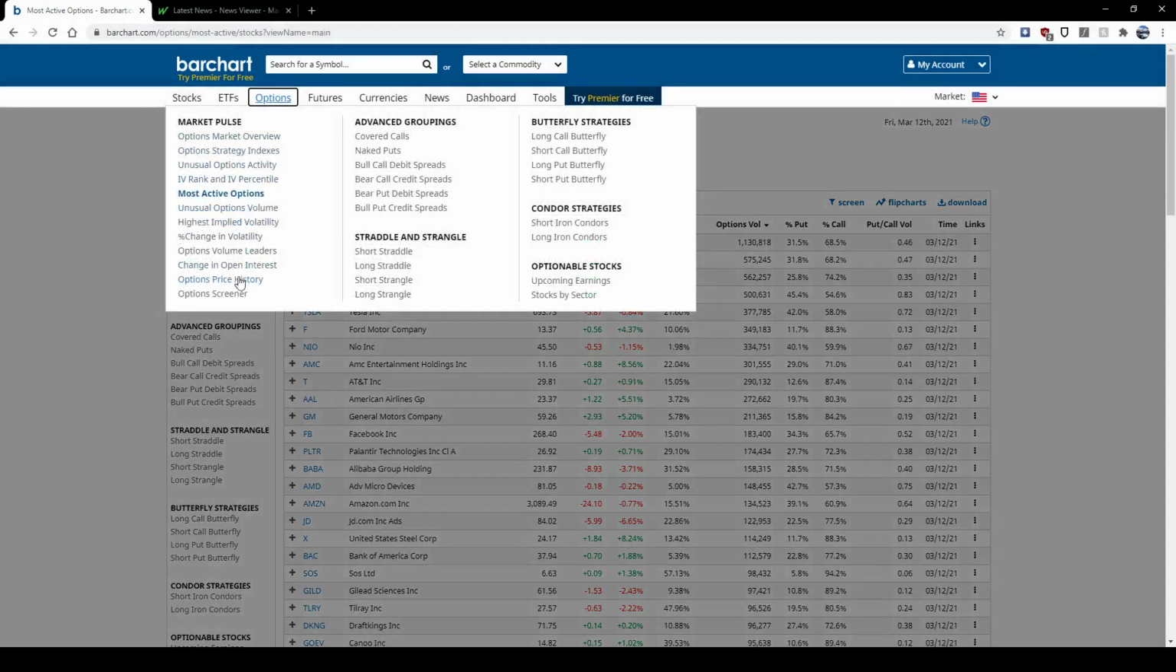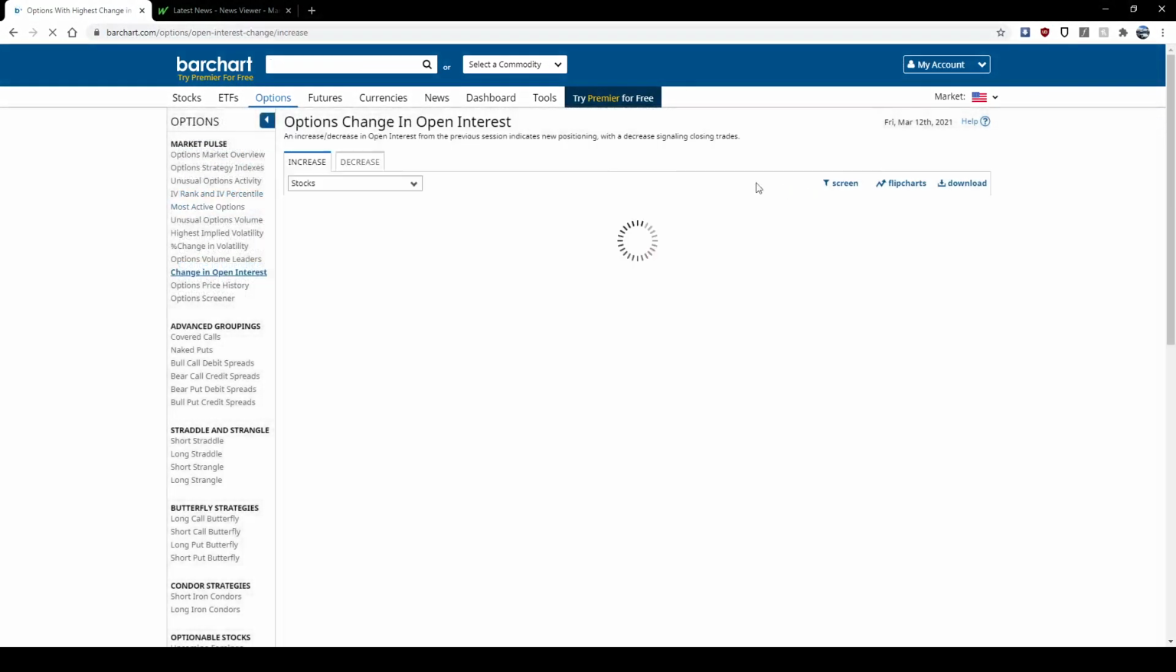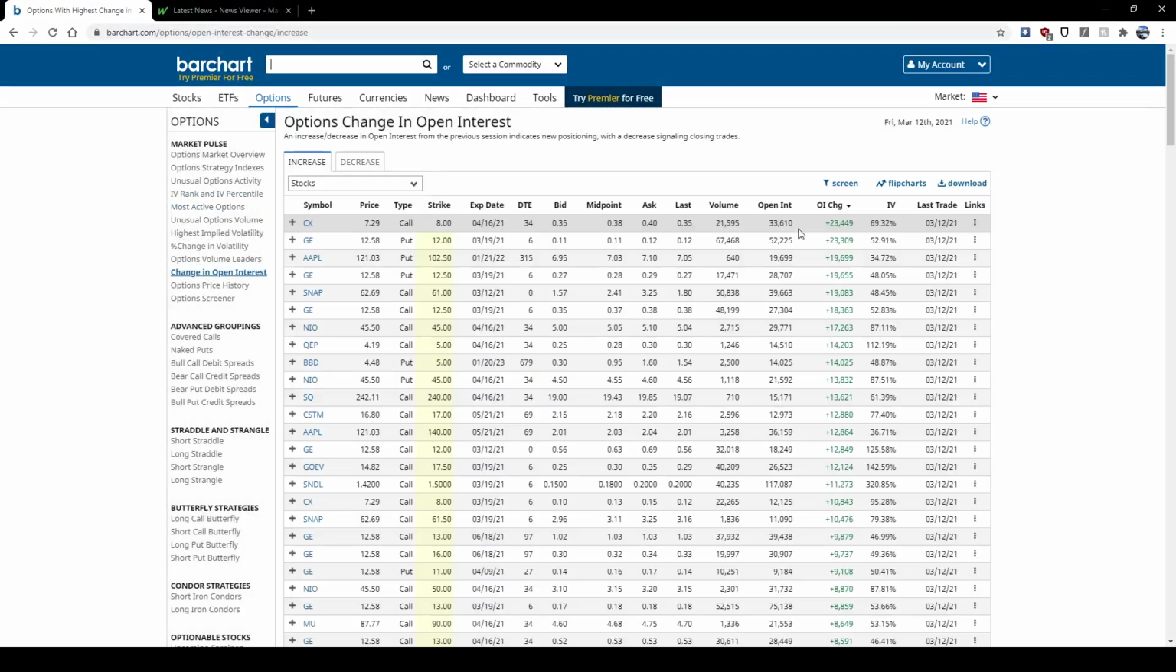There's also the, where is it? Change in open interest. So this tab right here will show you the open interest and how it's been changing, along with the actual strike and contract choice. So notice right here it says we have an open interest increase of 23,000 for both GE and CX on the call, on the 416.8 strike call.